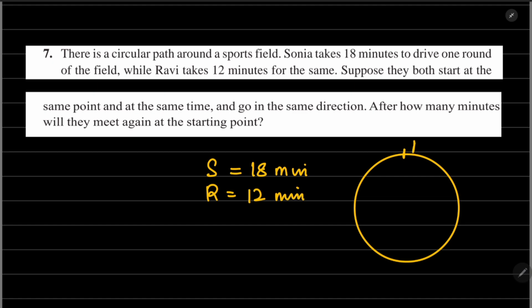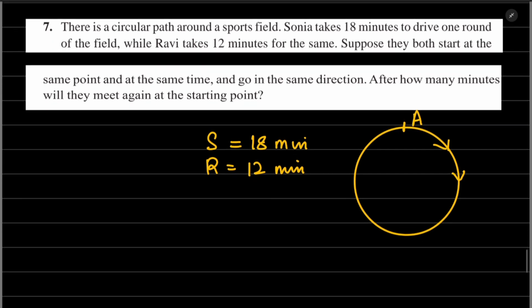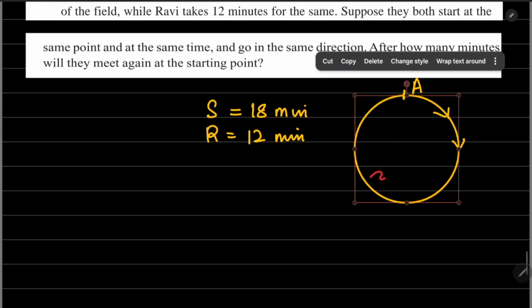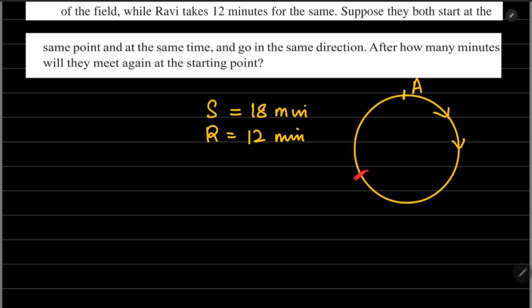Suppose they both start at the same point A and go in the same direction at the same time. After how many minutes will they meet again at the starting point? So very easy. Sonia takes a longer time, 18 minutes, but Ravi takes 12 minutes. By the time Ravi completes one round, Sonia would not have completed the first round. She would have passed through only the first half. So you have to find out after how many minutes these two will meet again at the starting point.